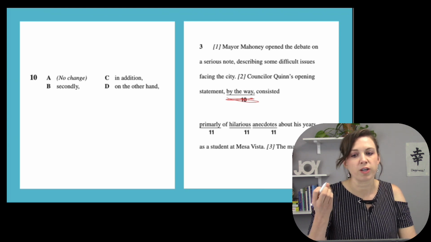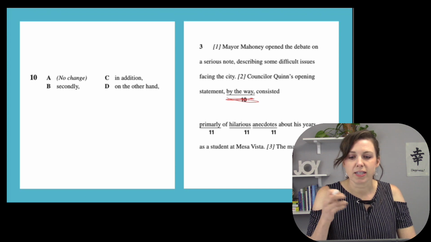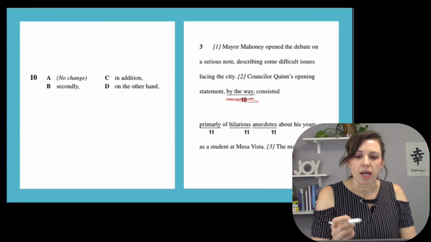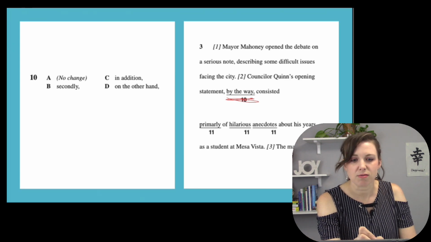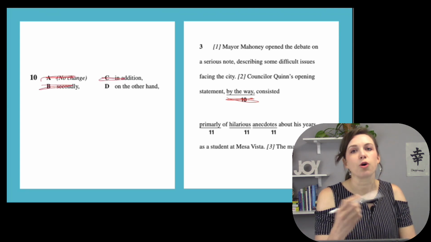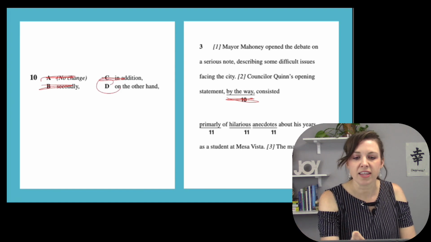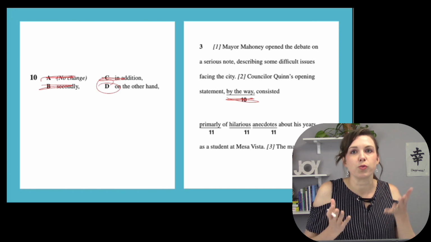Mayor Mahoney's tone, very serious, whereas Counselor Quinn's was more comical, right? So we wouldn't necessarily keep it by the way. By the way doesn't really make sense right there. And also secondly and in addition don't make sense either, right? Because we're changing it, right? So on the other hand, really shows, oh, I'm switching that.